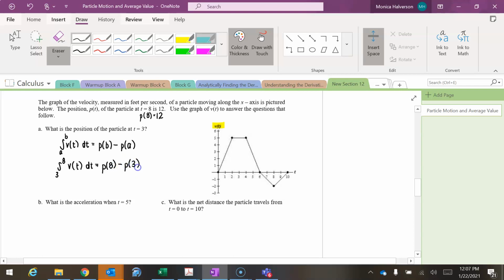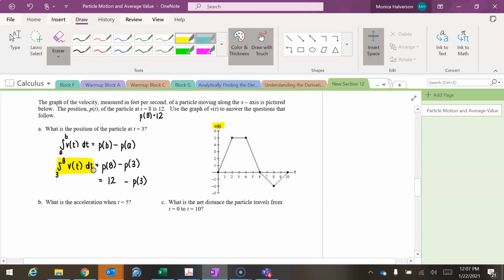Now, luckily for us, we know P of 3, okay? We know P of 8. It equals 12. It was given to us, and we're being asked to find P of 3. But now we have to find the value of this definite integral.